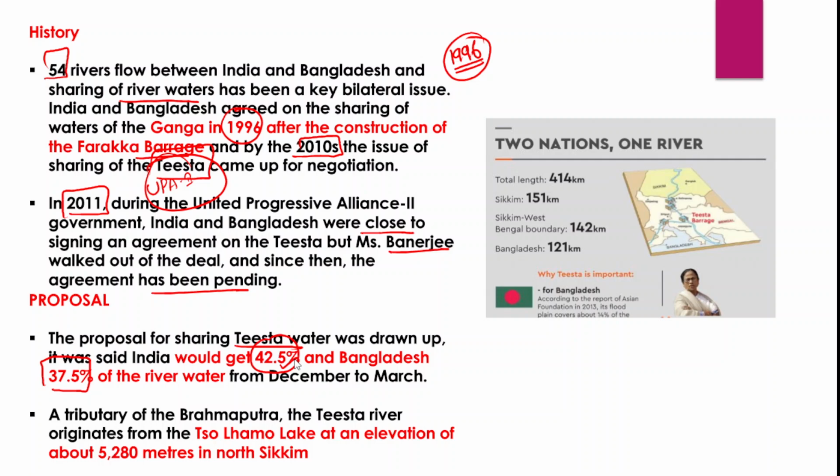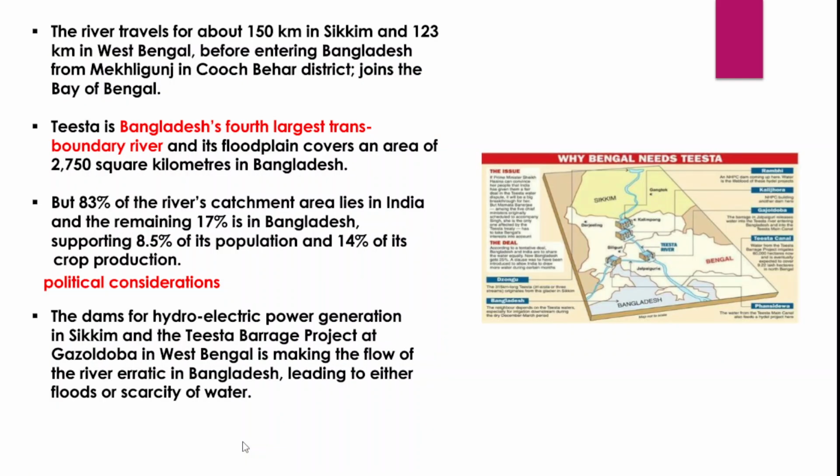And in fact, the Teesta river is a tributary of river Brahmaputra, and it originates from Lamo Lake at an elevation of around 5280 meters in the northern part of Sikkim. This river travels about 150 kilometers in Sikkim, and then it enters West Bengal, and from West Bengal it enters Bangladesh from Mekhliganj in Coach Bihar district, and then it joins the Bay of Bengal.